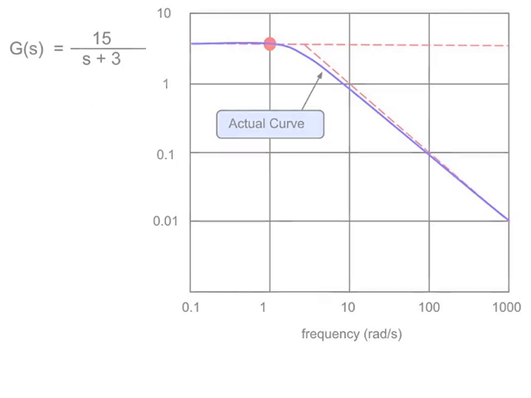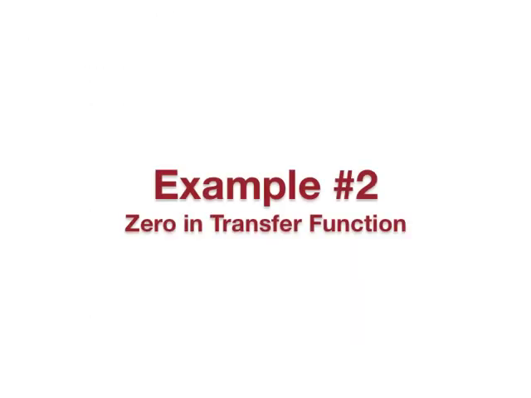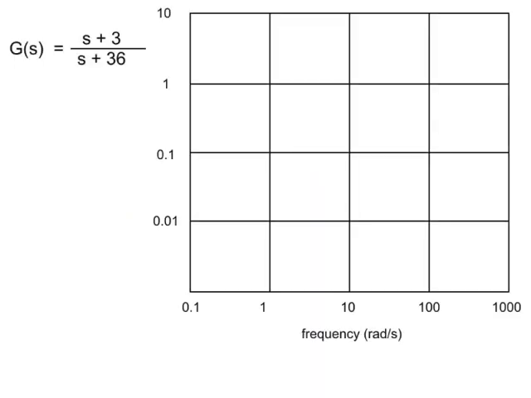Let's now try sketching a slightly more complex transfer function. And this transfer function, example number 2, will have a 0 in it. So we have g of s equals s plus 3 divided by s plus 36.